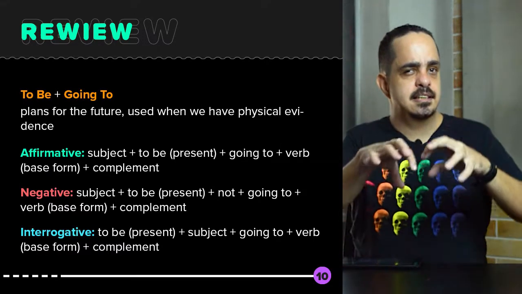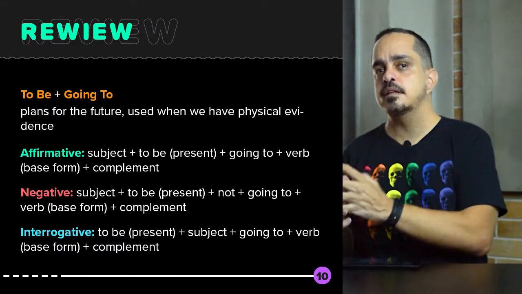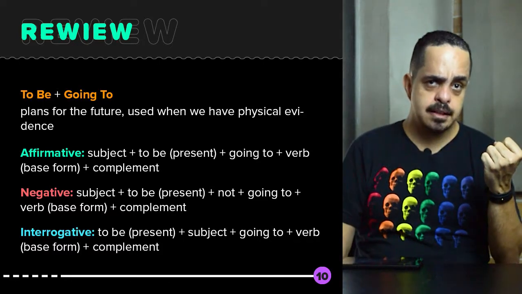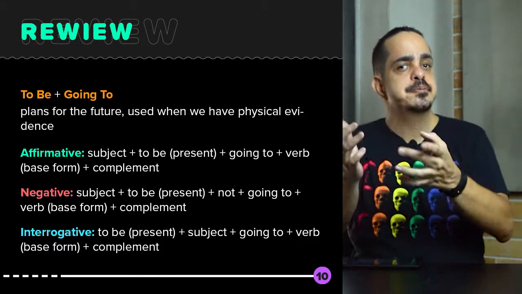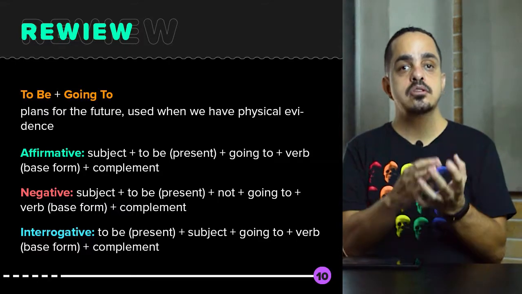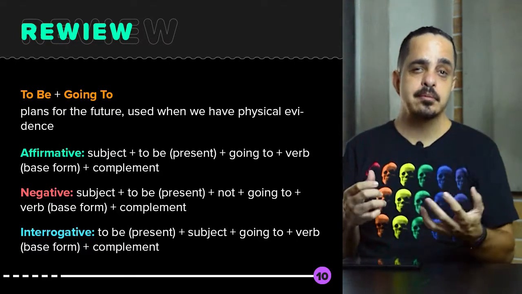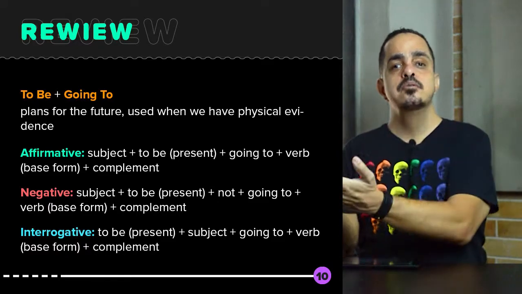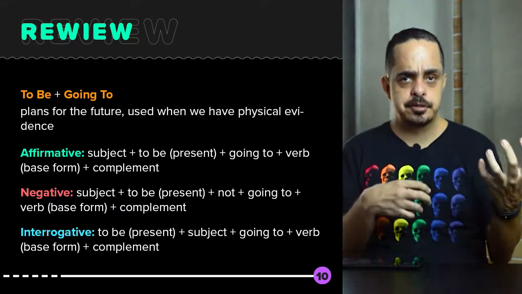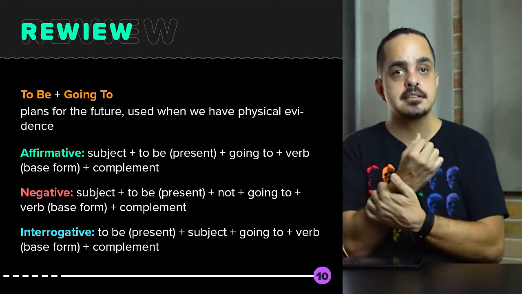Now you're going to see that to be going to is a little different. First, because it's not a modal verb. And second, because it has a specific idea. We use to be going to when we are talking about plans, when we are talking about something that was planned for the future. We have concrete things, we have physical evidence.